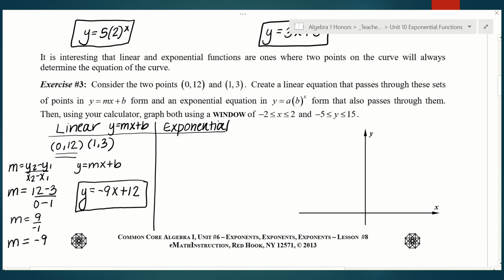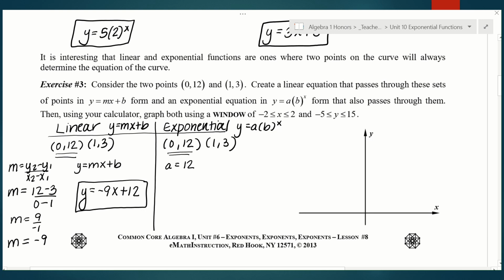Okay. For exponential, we know that our form is that. And again, if I'm going through these 2 points, the first thing I need to know is what my a is, which again is your y-intercept of the exponential function. And we can see our first point is our y-intercept, so there we go.